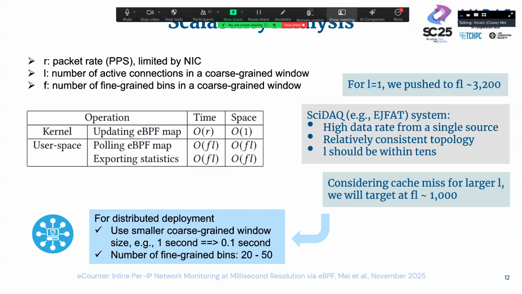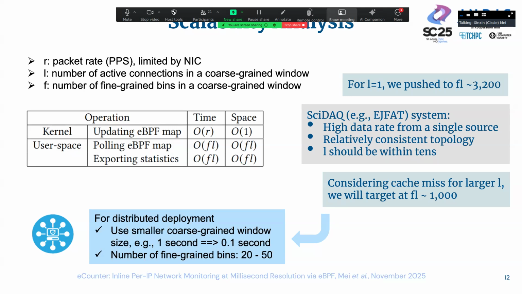Unlike the Meta system, where we have a lot of short-lived sessions, I assume a SciDAQ environment, such as EJFAT. There we get a high data rate from a single source, and we will not see servers just come and go and send short-lived sessions. Based on this use case, I think L should be within tens in a coarse-grained window. Now it's 1 second; actually, we can just make it 0.1 second or something. We can always get L to be tens.